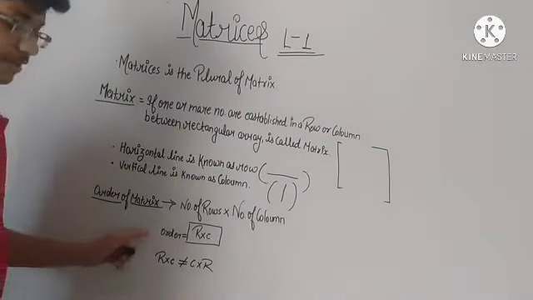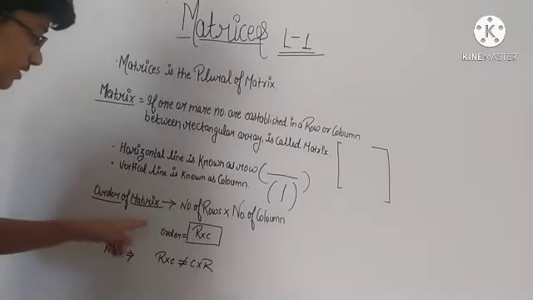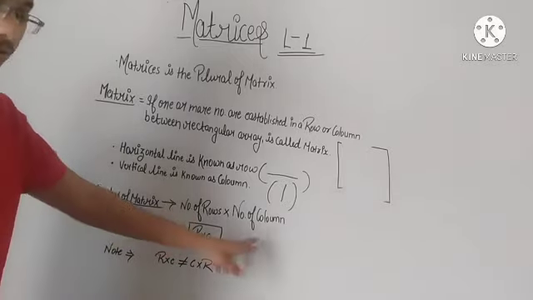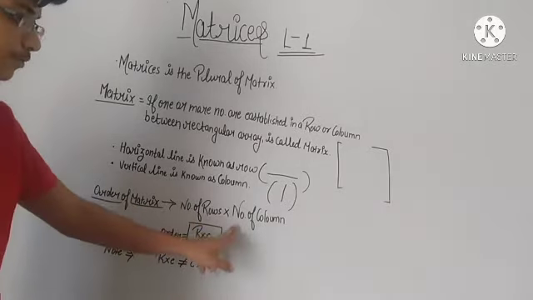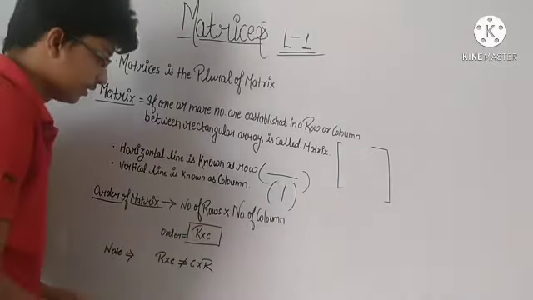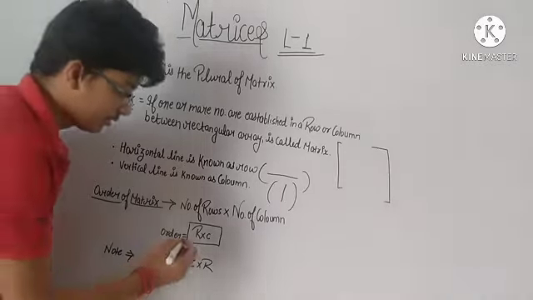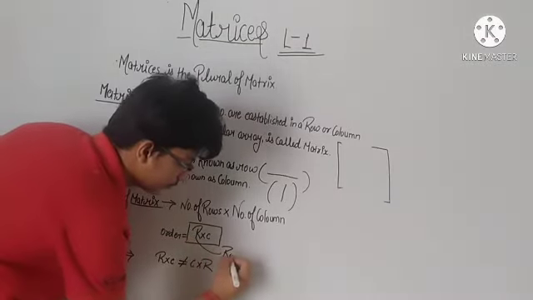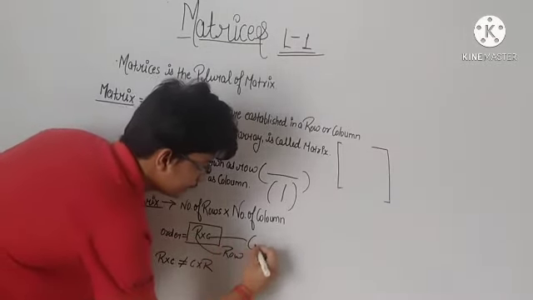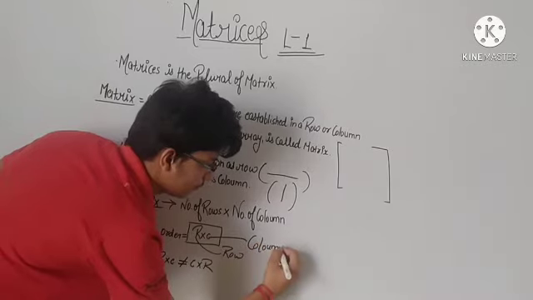Then order of matrix. What is order of matrix? Number of rows into number of columns. Here R into C. It is row and it is column.